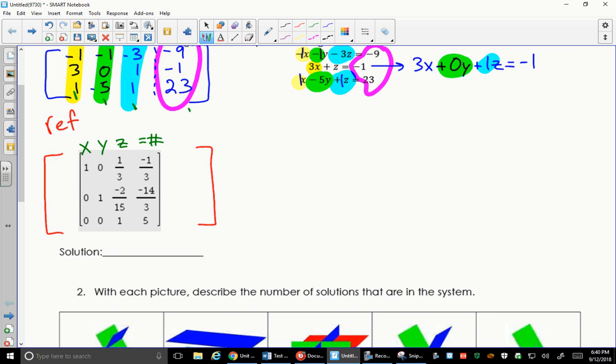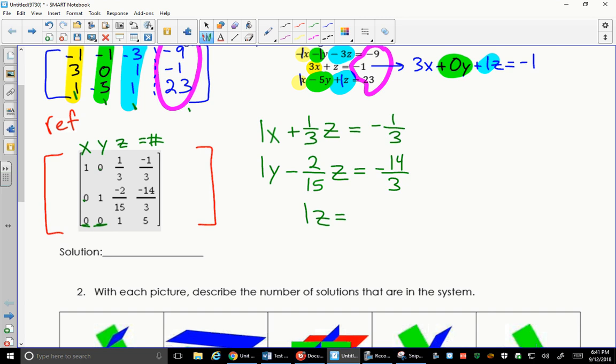So my first equation is 1x. We have 0 y's. I'm not even going to write them. But we have a positive 1/3 z, and it equals a negative 1/3. Over here, we have no x's, 0x. I'm not going to write it. We have 1y minus 2 over 15. Because it's a negative value, we're subtracting. Remember, this is our z column. It equals negative 14 over 3. And finally, we have no x's, we have no y's, but we have 1z equals 5.